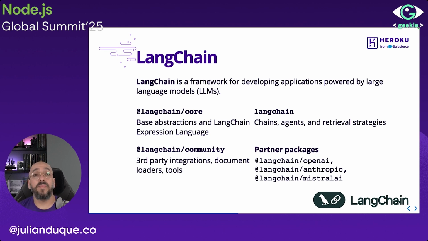And there are partner packages. Pretty much this exposes access to other models, for example, OpenAI, Anthropic, Mistral AI, and you can also find the ones for Gemini, Azure OpenAI, or AWS Bedrock, etc.